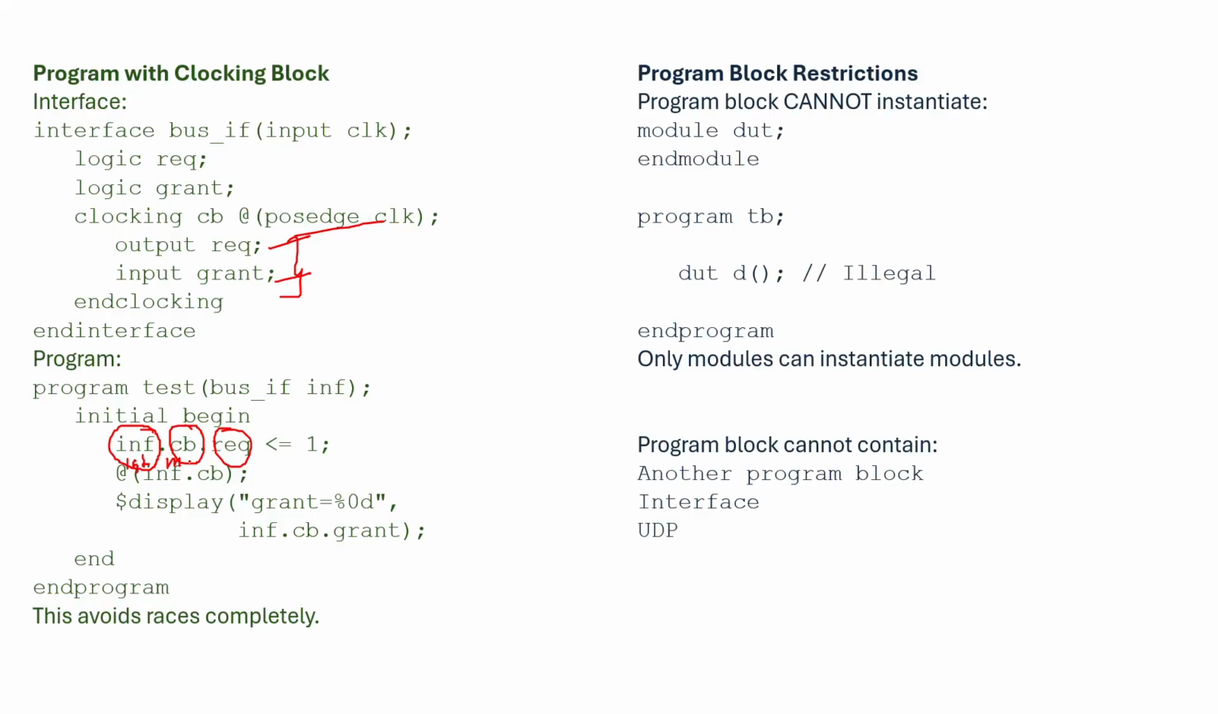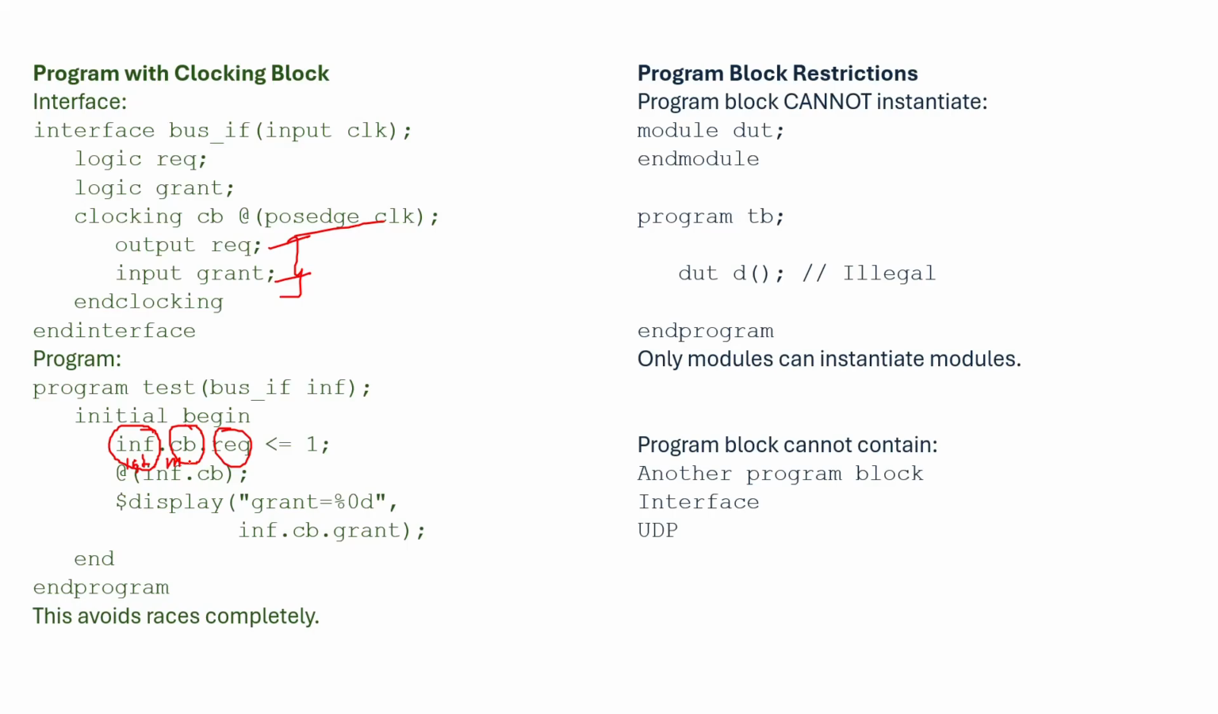Now, one thing you need to remember, your program block cannot instantiate your DUT. Why? Because we are instantiating our DUT in the TB. Then why can't you instantiate it in the program block? Because the program block cannot drive the DUT signals. It is executed in the reactive region, and the TB is driving those signals.